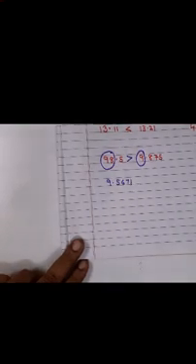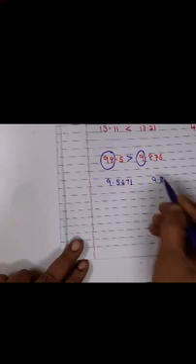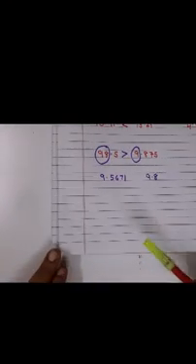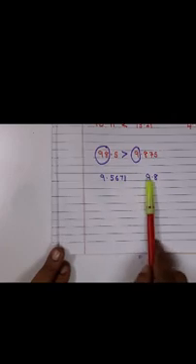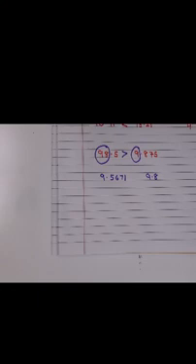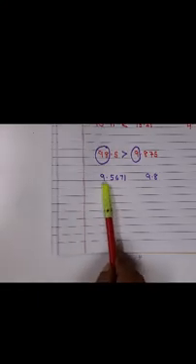Let's take 9.5671 and 9.8. Yes, children, now first what we have to do? We have to look at the decimal points, okay? Now we compare which side, children? Where do we compare? We compare the digit to the left of the decimal point. Now to the left of the decimal point, I have 9 and I have 9, right? Now both are same.